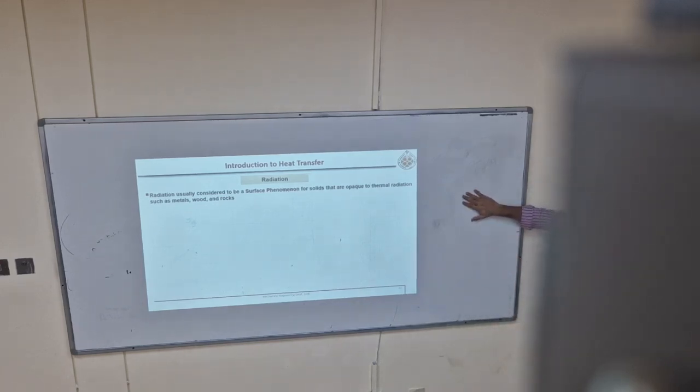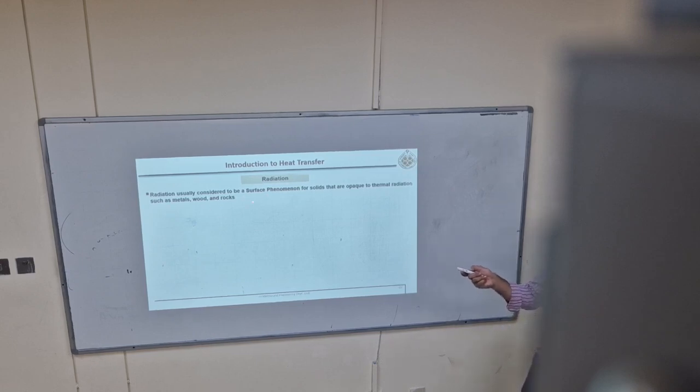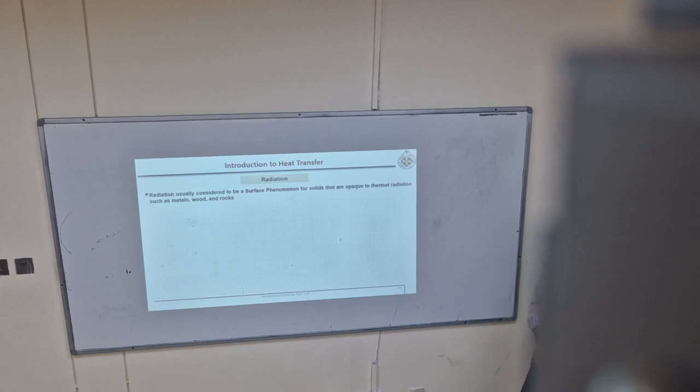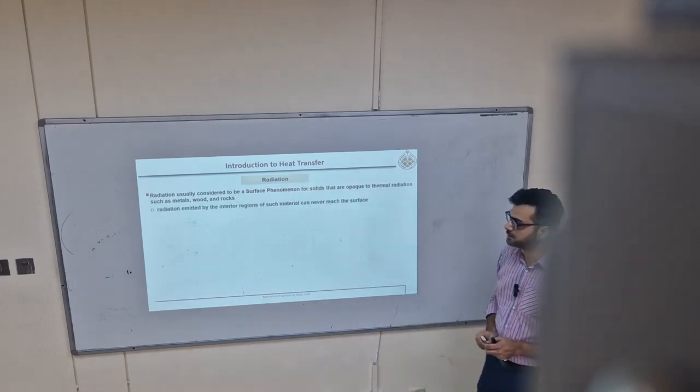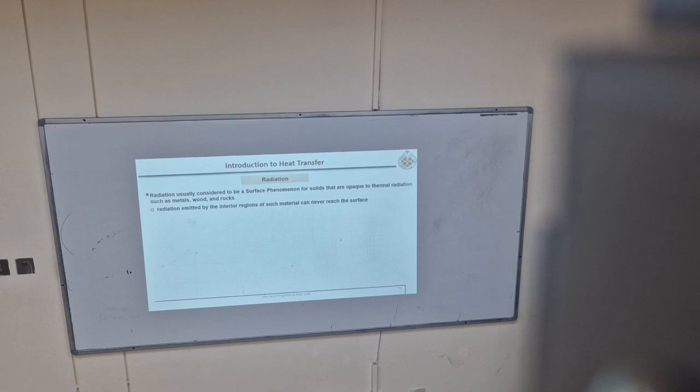Radiation is emitted or absorbed only on the outer surface of those bodies which are opaque, right? So for opaque solids like wood, metal, rocks, which do not transmit radiation, radiation occurs only on the surface. On a very small thickness on the surface is involved in radiation exchange with other bodies. Whatever radiation is produced within the body doesn't reach the surface, right? So for opaque solids, it's a surface phenomenon, but not for transparent solids like this glass.